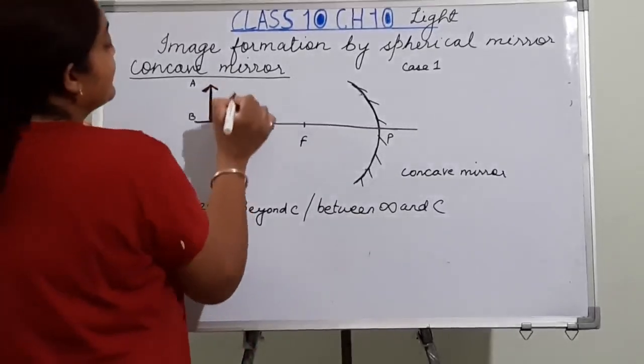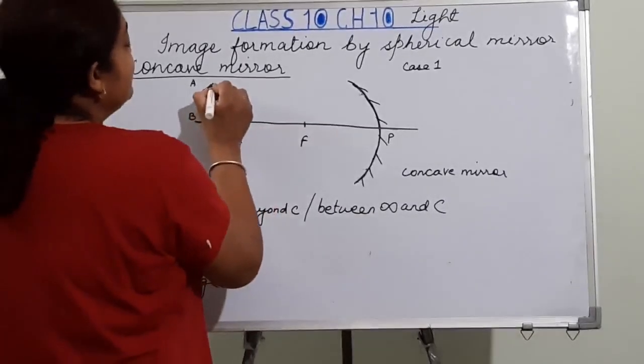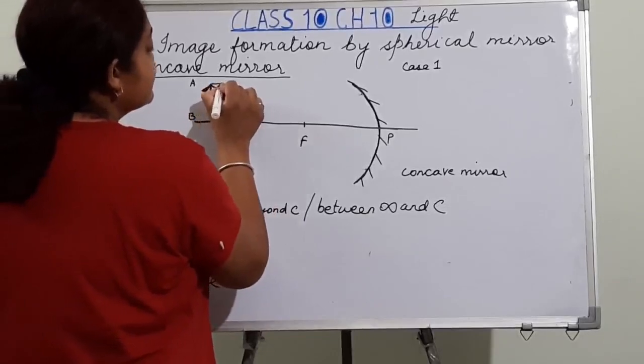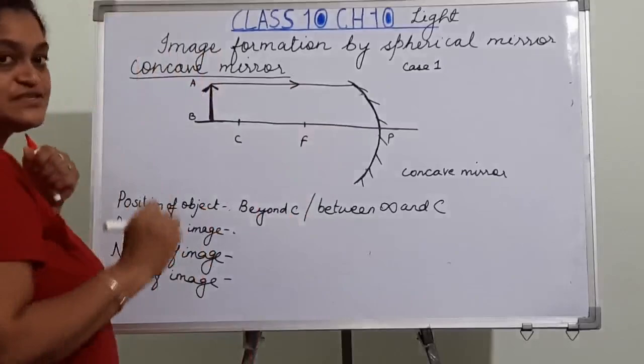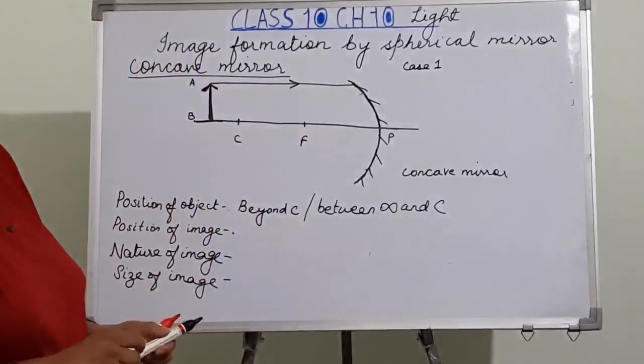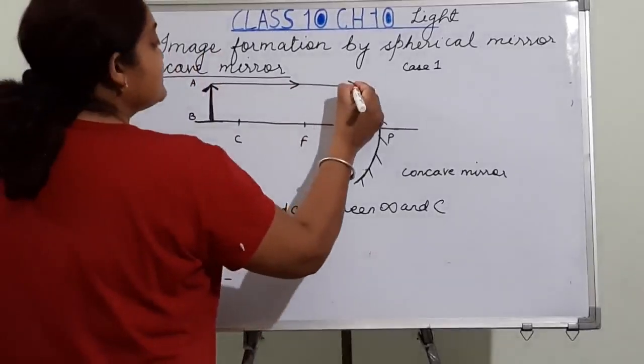Now again we will take two rays. First ray we will take parallel to principal axis. This is the first ray parallel to principal axis. So now after reflection, it will pass through focus.